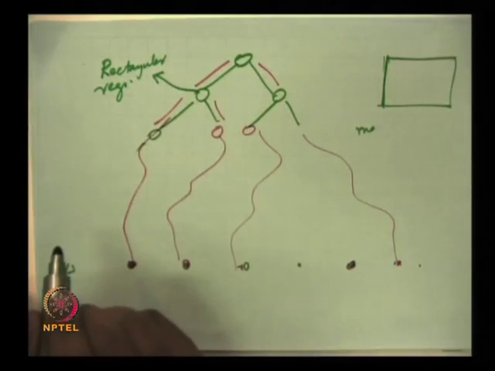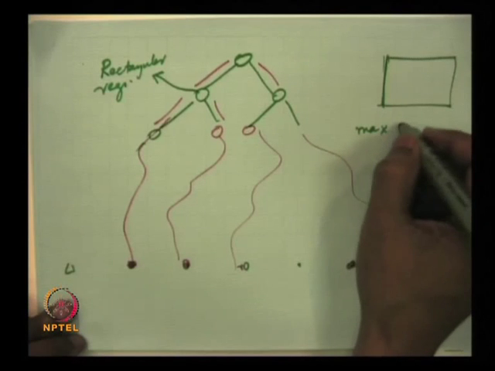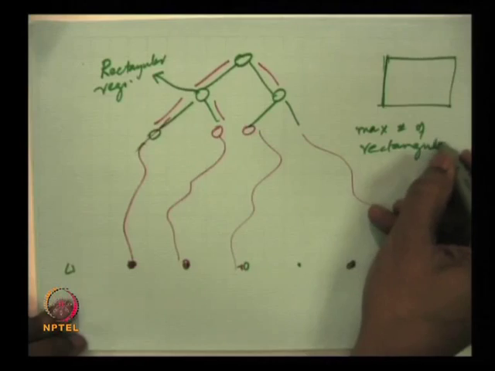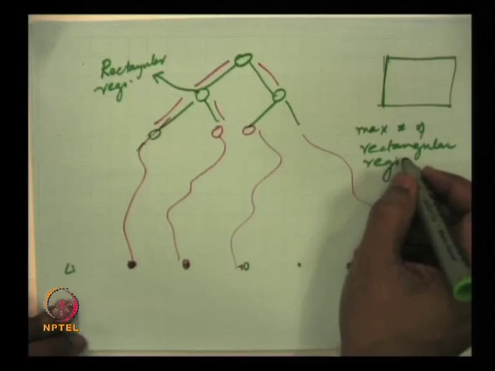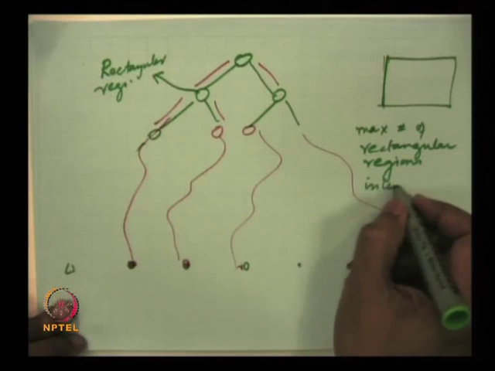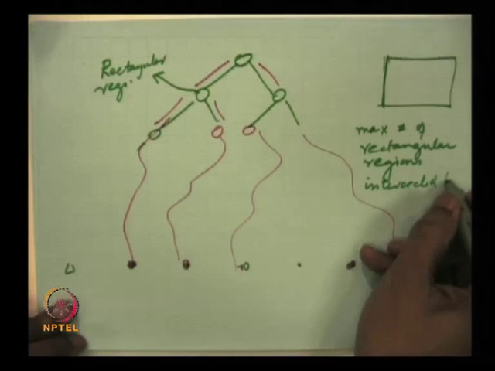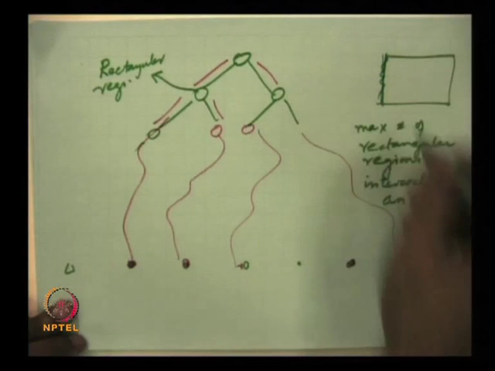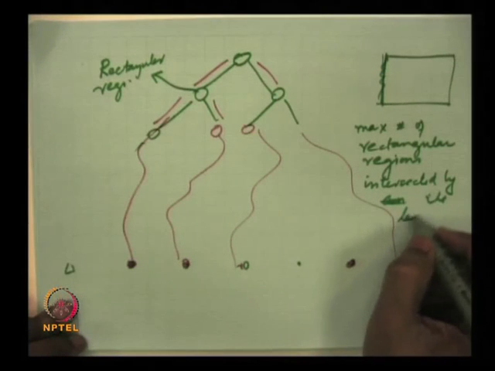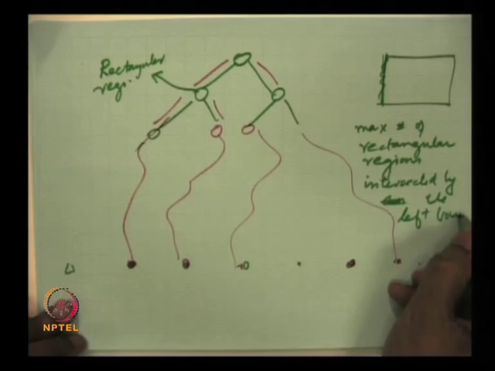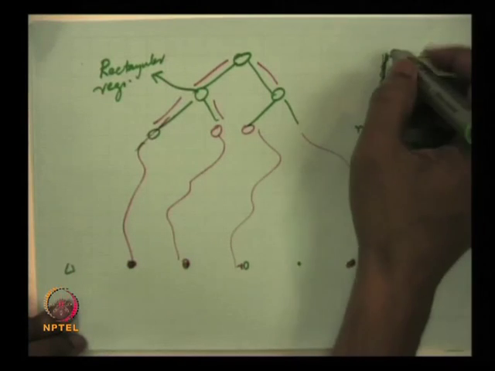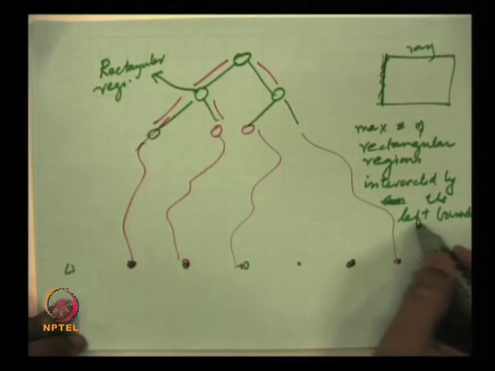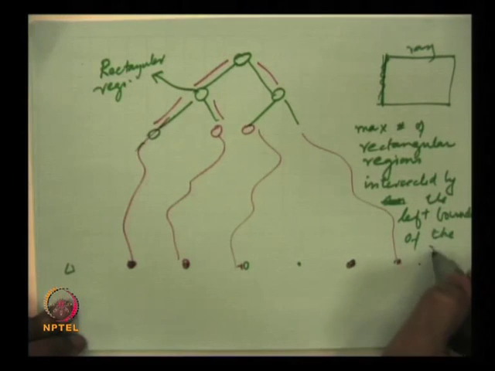Each node is a rectangular region. So, the maximum number of rectangular regions intersected by, let us say, this edge, the left boundary. Do not confuse between the range and these rectangular regions. This is the edge, the left boundary of the range, the rectangular range.